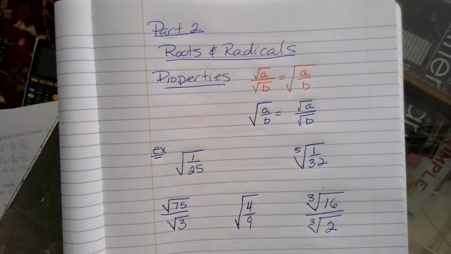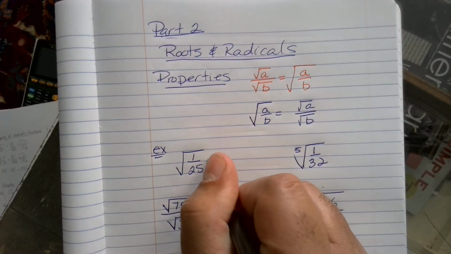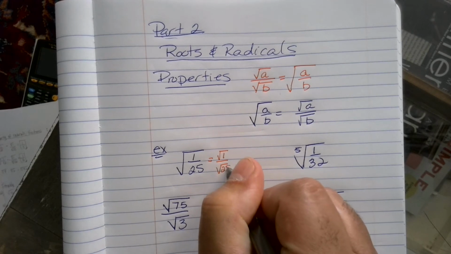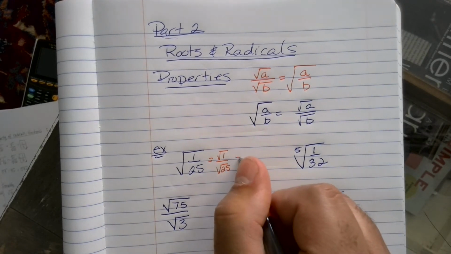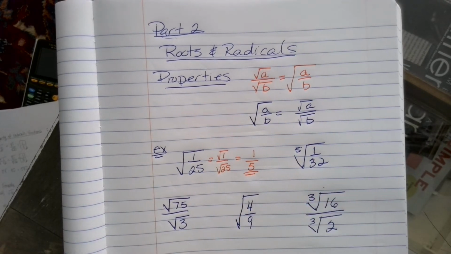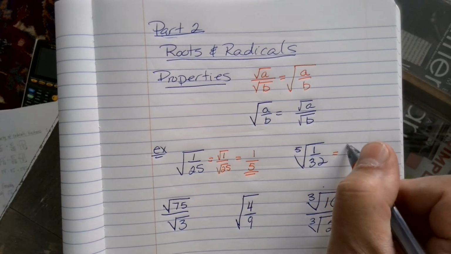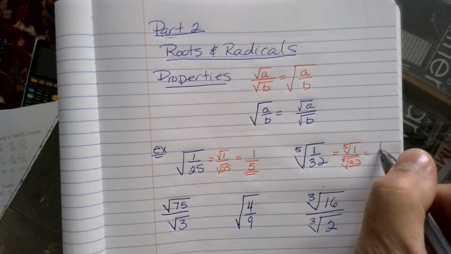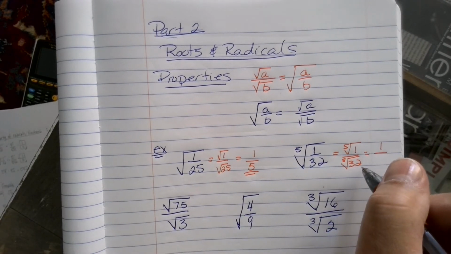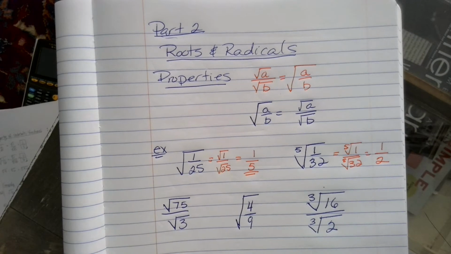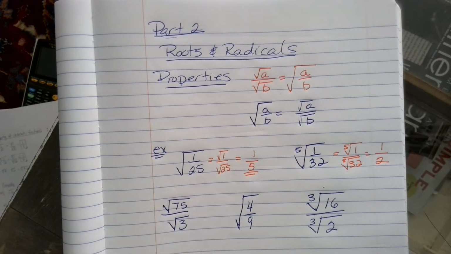So in this first example, radical 1 over 25, we could break up as the square root of 1 over the square root of 25. The square root of 1 is 1, and the square root of 25 is 5. Similarly, in this problem, we could take the fifth root of 1 over the fifth root of 32, and the fifth root of 1 is 1, and the fifth root of 32, 2 times 2 times 2 times 2 times 2 is 32, so that would be 1/2. So the fifth root of 1/32 is equal to 1/2.